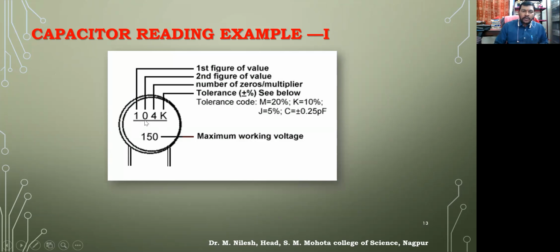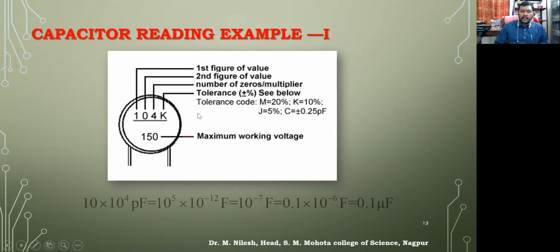It is mentioned here 104K, right? So the first figure of value, second figure of value, this is 10, and this is the number of zeros or the multiplier. As we have done in the resistances, the first band, second band, and the third multiplier band. Similarly, we will have these three, and then we have the K. This is for the tolerance, as we have told you.